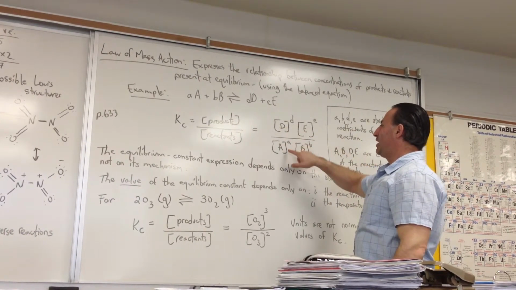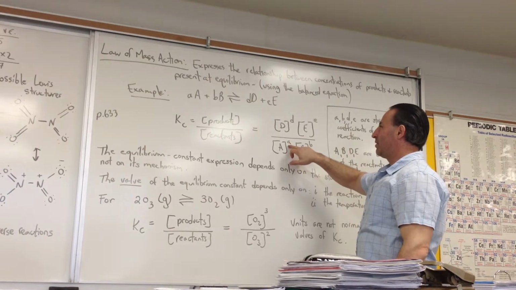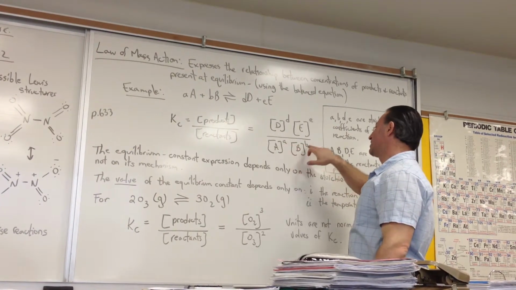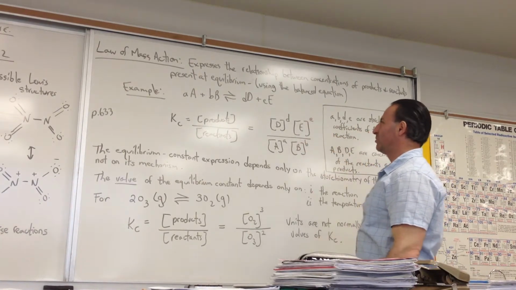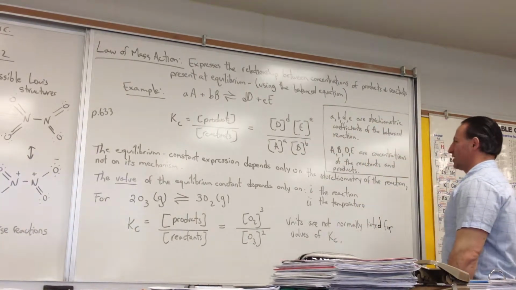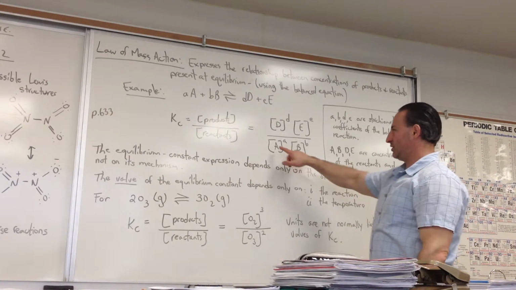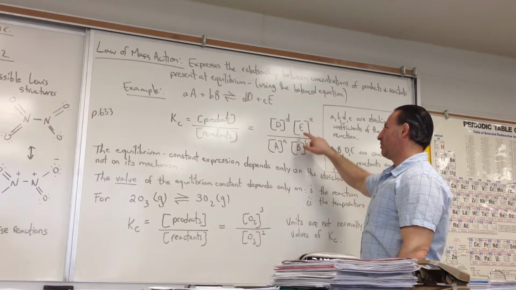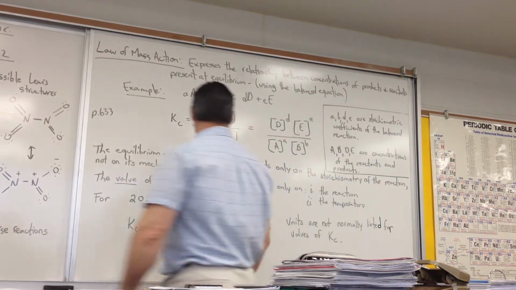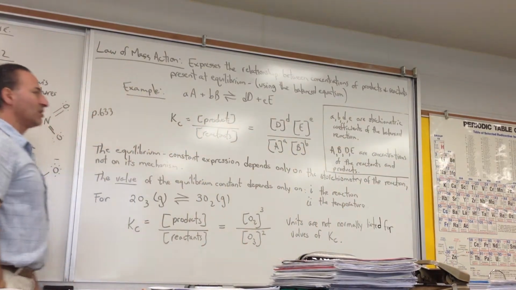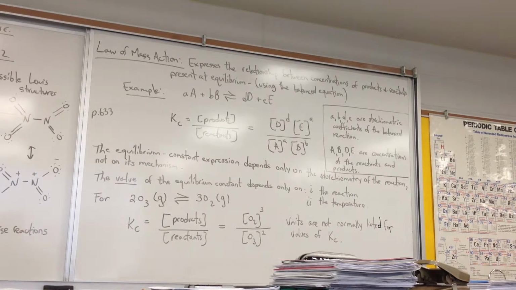So A will be raised to the power of a, B will be raised to the power of b, and so on, where these lowercase letters are the stoichiometric coefficients of the balanced reaction. And the uppercase letters represent the concentrations of the chemicals involved. The equilibrium constant expression depends only on the stoichiometry of the reaction and not on its mechanism.